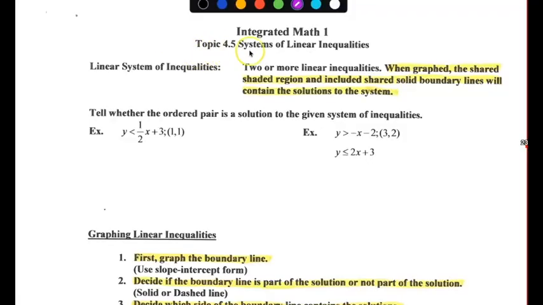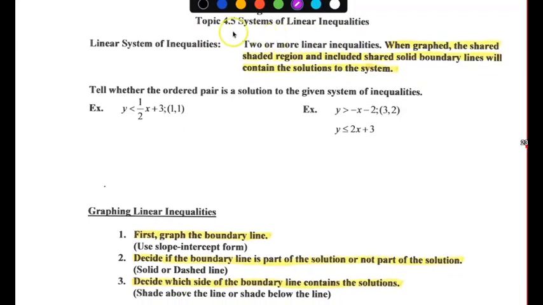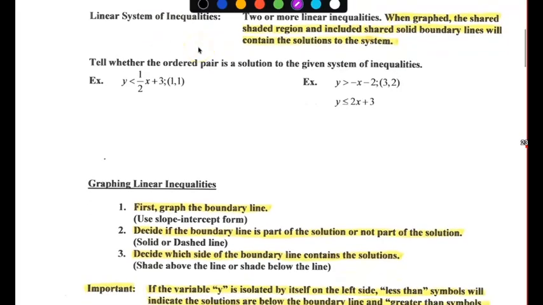In this lesson, we're going to solve systems of linear inequalities. What's the difference between this and the last lesson we just did? Well, now we're going to have a system of inequalities instead of just one. So we're going to have two or more linear inequalities. And that's pretty much it. We'll graph both of them and see where they both shade. That will be our solution.